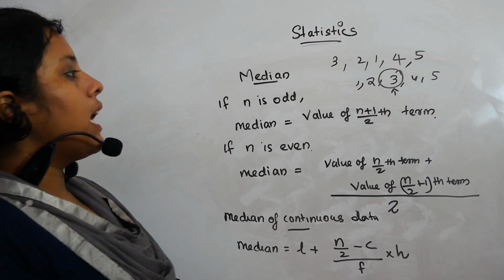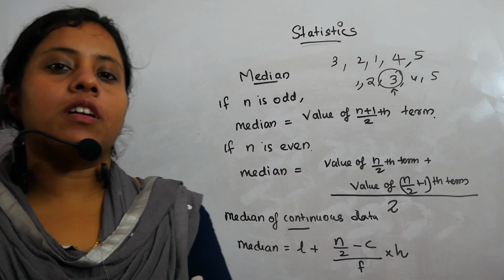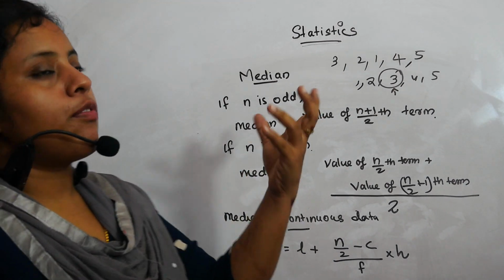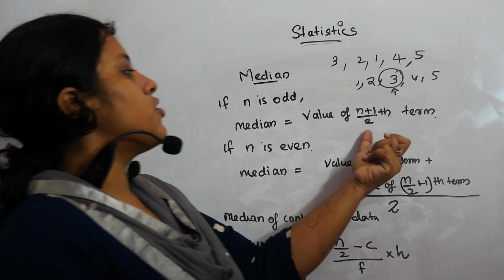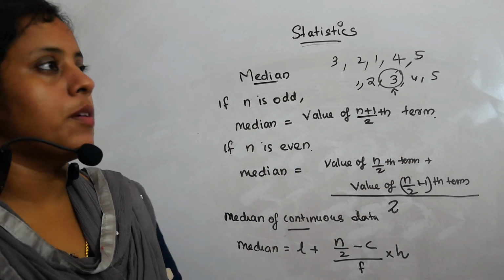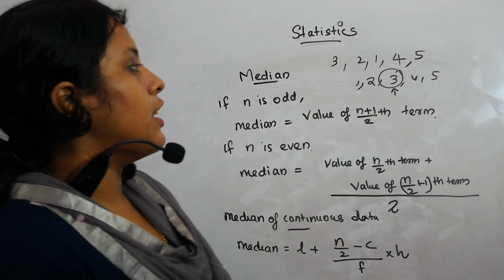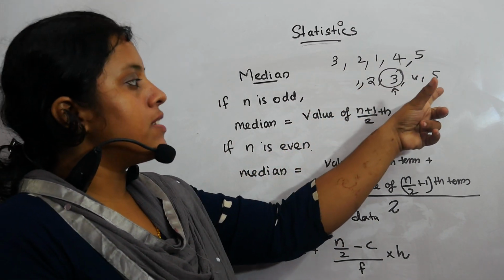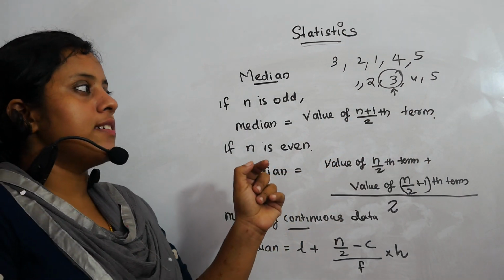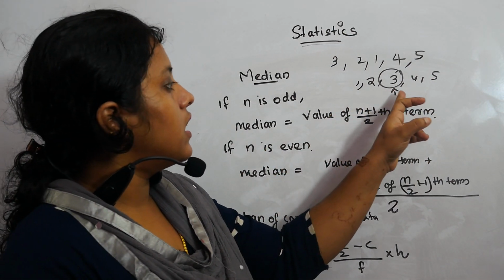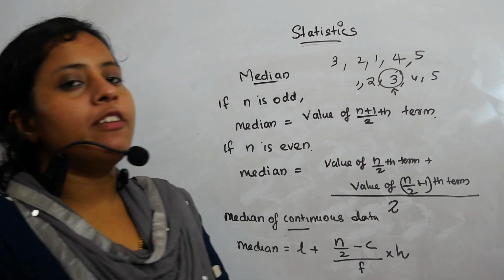Understood? But if there is an odd number of observations, like 5 observations, you'll take the n plus 1 by 2th term. Suppose here I am writing in ascending order. What is my n? It is 5 now. 5 plus 1, that is 6 by 2, that is 3. So what is the third term here? 3. So that will be my median.